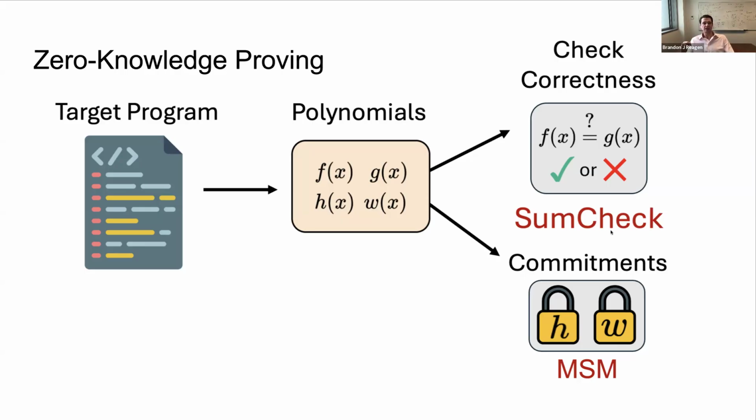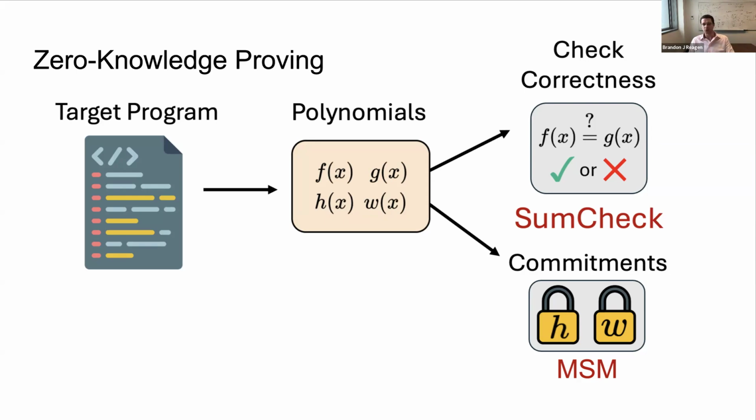The other aspect of ZKPs, remember, that's the proving part, is the zero knowledge part, the confidentiality part. That's where we use commitments, and typically for commitments, we're going to use MSM. There's other ways to do it, but for this talk, we're going to use MSM, and I'll explain all about MSM in a minute.